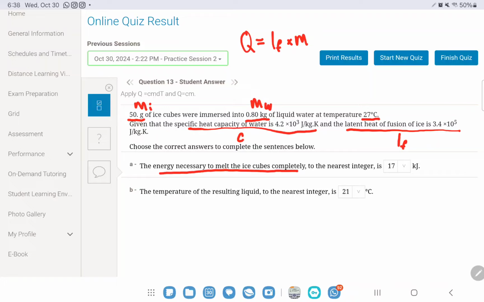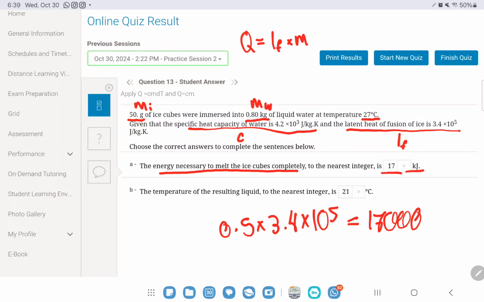So, you do 0.8 on your calculator. I'm gonna write 0.8 times 3.4 times 10 power 5. Do it on your calculators. Wait, there's something wrong. Sorry, you don't use 0.8, you use 0.5 because this one's for ice. They want to melt ice cubes. My bad. So it's 0.5, not 0.8. I used the wrong mass. You're gonna get 17,000. They want it in kilojoules, so it's gonna be 17.